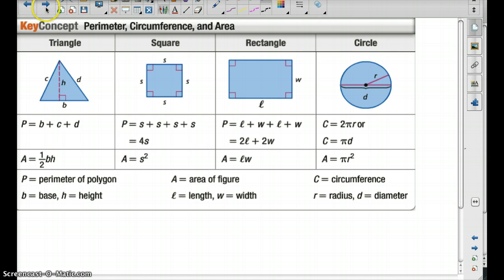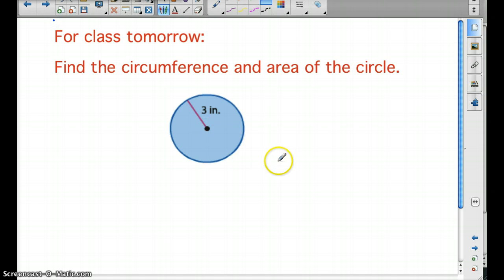All right, so what I have for you, for class tomorrow, is to find the circumference and area of this circle. So you're going to use the formula given to you on the previous slide, and I want you to find the circumference and the area of this circle. I'll give you one hint. Halfway across the circle is going to be a radius.